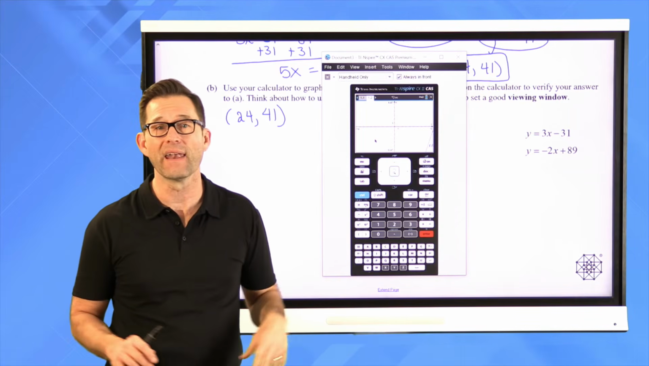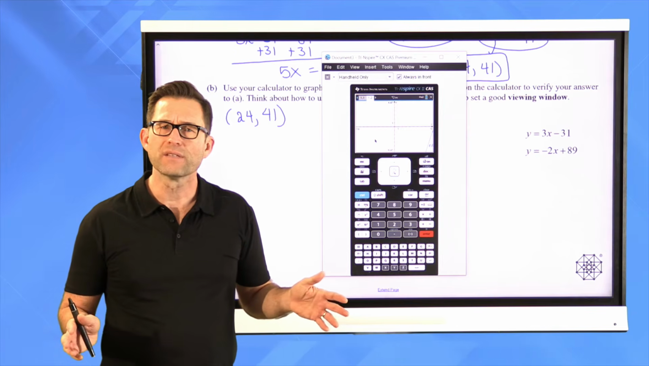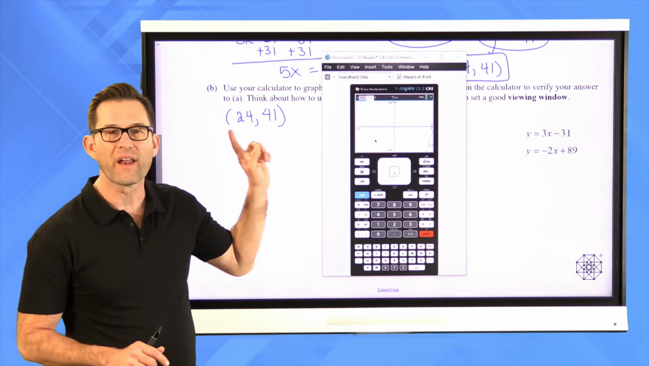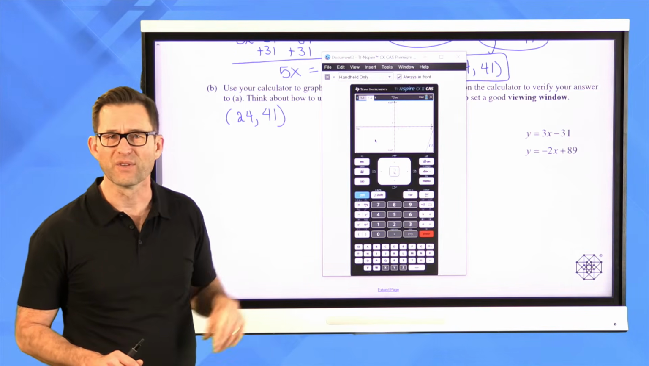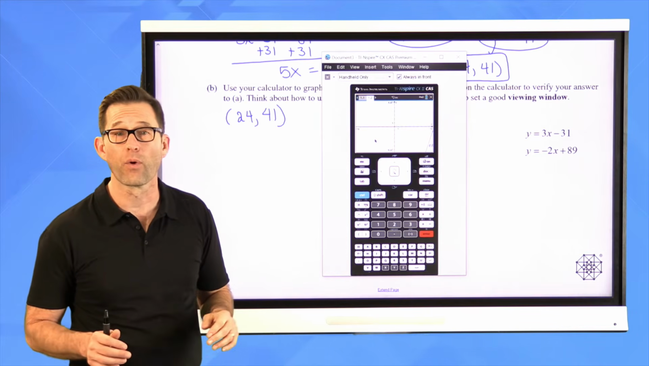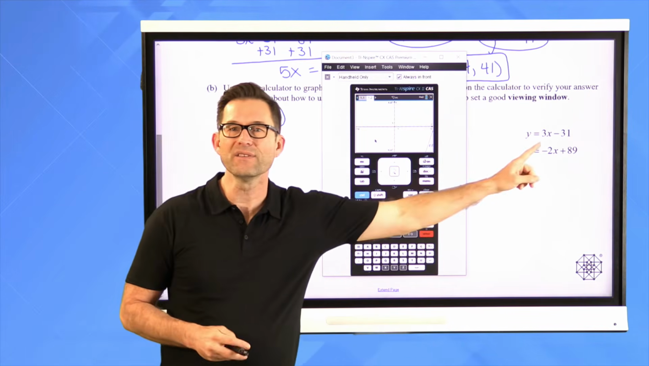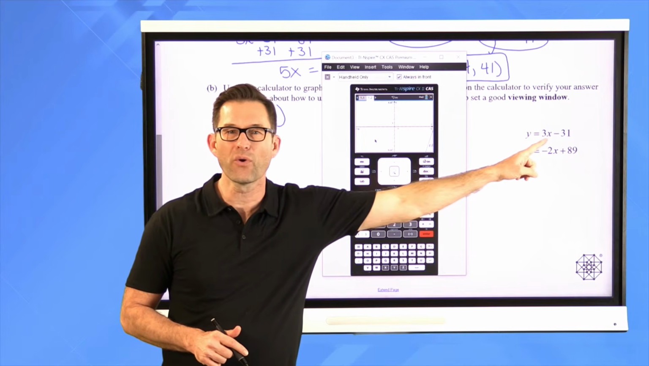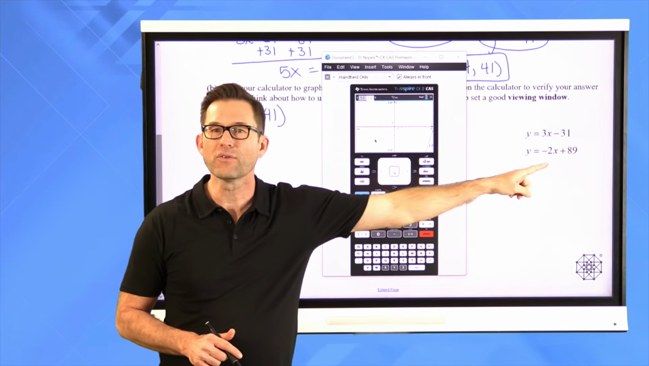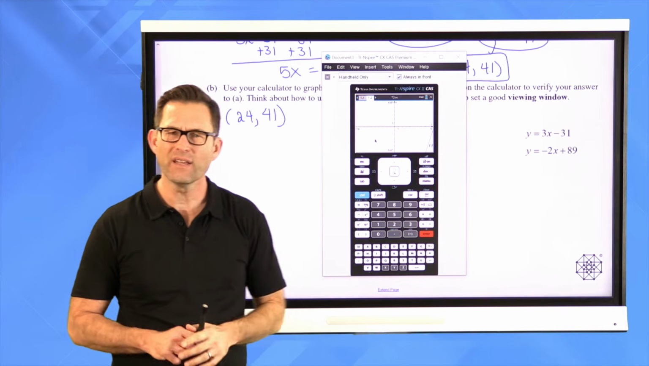It's not even that nice, okay? I want to set this window so that I see this intersection point. So I've got to make it big enough so I see 24 and 41. But I'd also like to kind of see the lines. Now keep in mind, this one has a y-intercept at negative 31, and this has a y-intercept of 89. So let's play around with this.